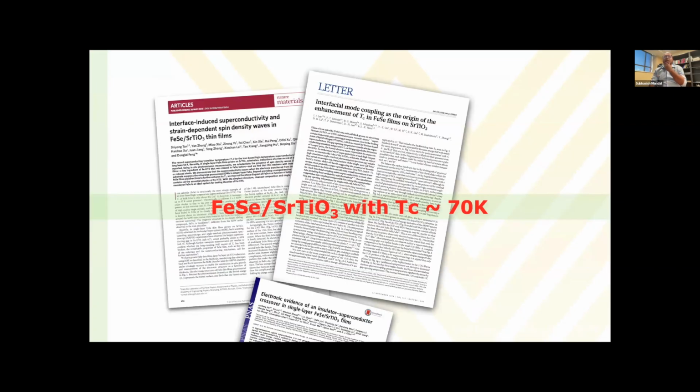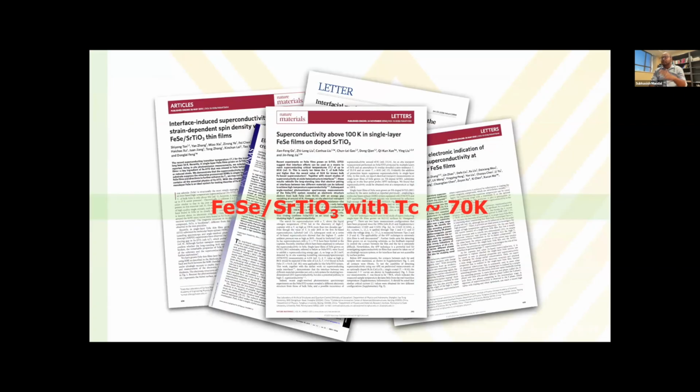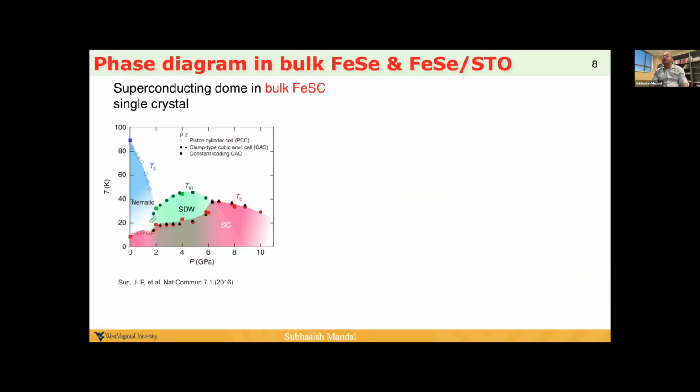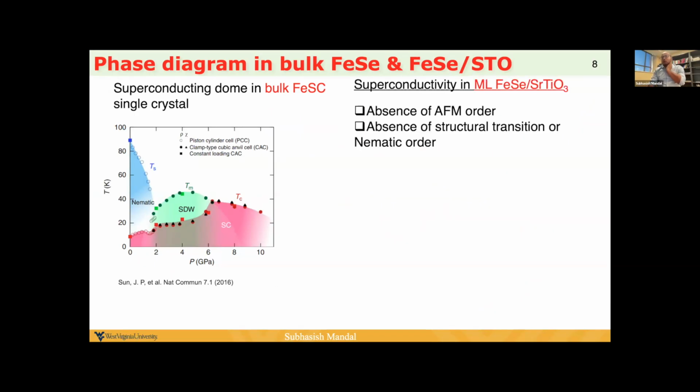And then the monolayer on STO was grown and got a lot of attention because the Tc was surprisingly high, almost one order of magnitude higher. As I was saying, in the bulk phase there is a phase diagram where the ground state has a nematic order that is suppressed with the superconductivity. But if we look at the monolayer, we still don't have any antiferromagnetic order. There is no nematic order in the single layer.